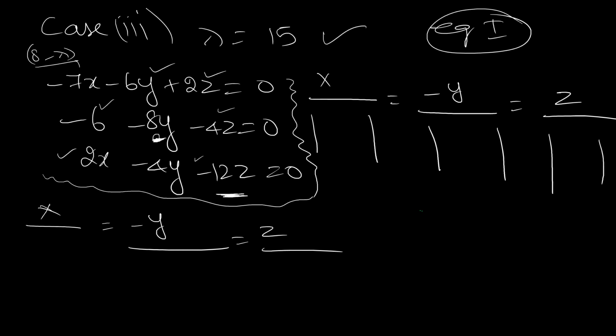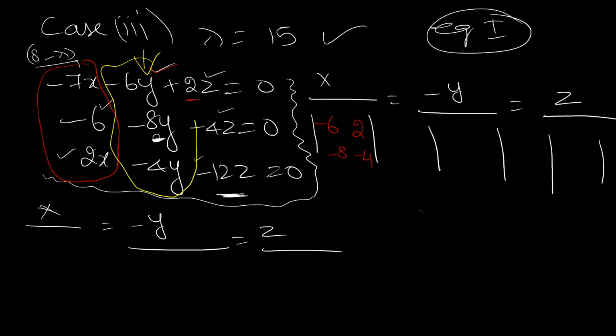So what is the first value? Remember, leave this x column as it is. I've marked it in red. What are the coefficients? Minus 6, 2, and then minus 8, minus 4. And now what are you going to do? Leave this y column. Now we are going to write the rest of the coefficients. I'm just going to mark this y column in yellow. It means you're not supposed to take values from that column. What are the leftover values? From the first two equations, minus 7, plus 2. Leftover values, minus 6, minus 4.